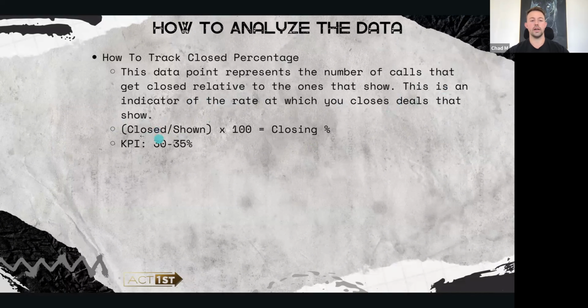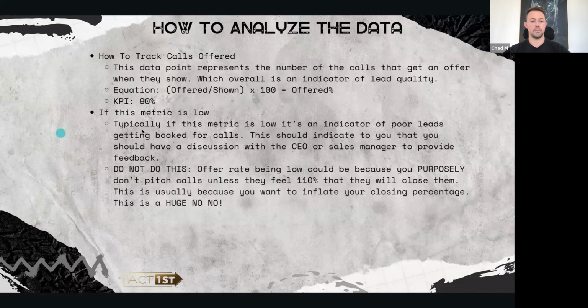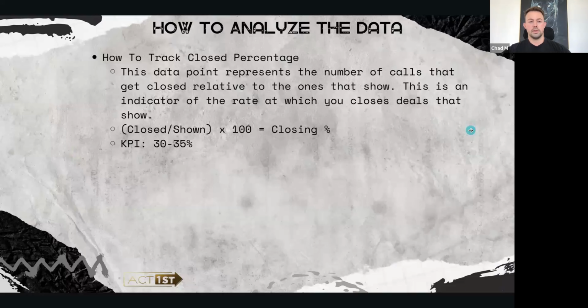Okay, so the equation here: we take the number of calls that closed, divide it by the number of calls that showed, multiply it by 100, and that's your closing percentage, okay? Now, the KPI for this is going to be 30 to 35%, all right? Now, industry standard, a lot of people say it's 25%. I've raised the ceiling, I've raised the bar. I like to do 35% for my closers that join my company. 30 to 35% is the range that I am going to put here, okay? Let's keep rocking and rolling.